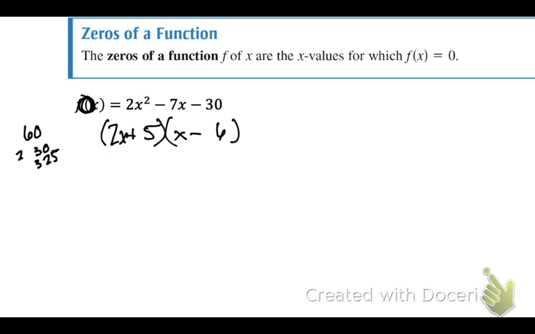Okay, so you should have 2x plus 5 and x minus 6. It was taking me a second. Ethan helped me out. Can anybody figure out what I was doing over here? Trying to figure out, 60 is 2 and 30, yes? Yeah. And 30 is 3 times 2 times 5.